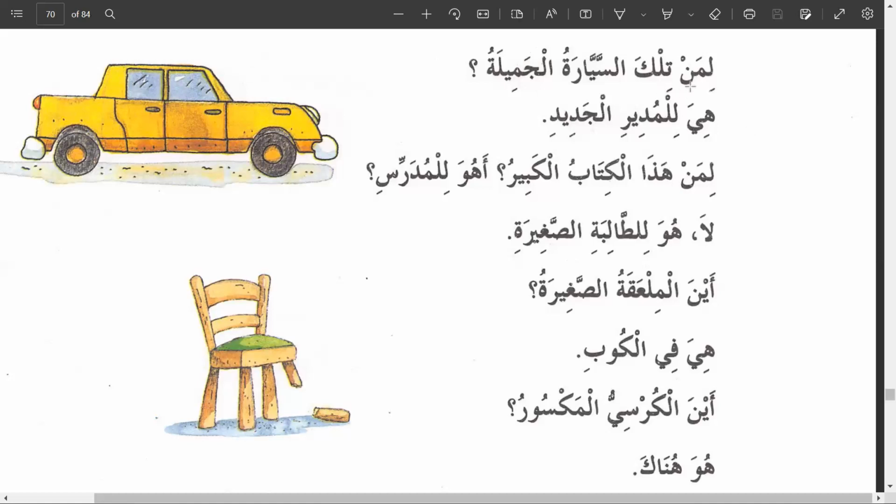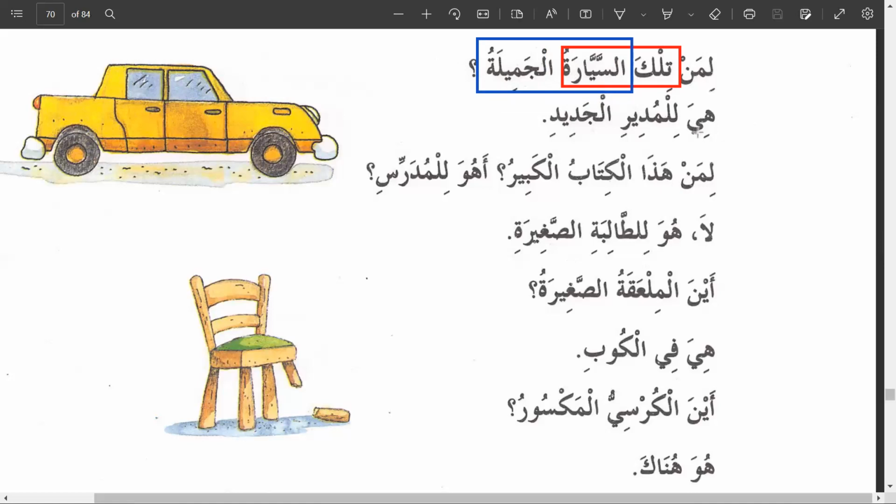So can you identify the fragments in this sentence? Quickly. Tilka is what? Tilka is a pointer, and it is followed by al. So this is a pointer fragment. What about as-sayyaratul jamilatu? It is mawsoof-sifa. Excellent. So these are two segments over here.